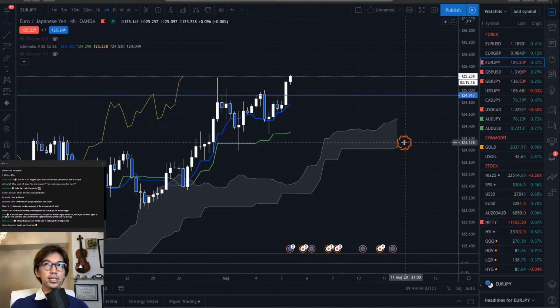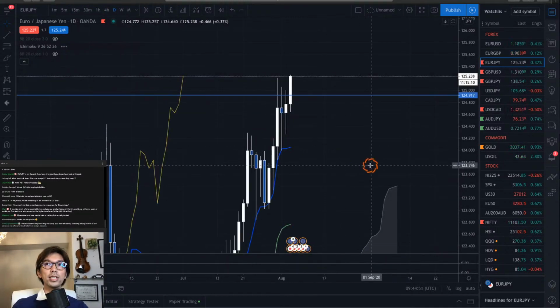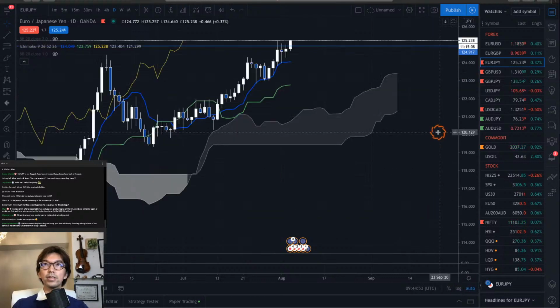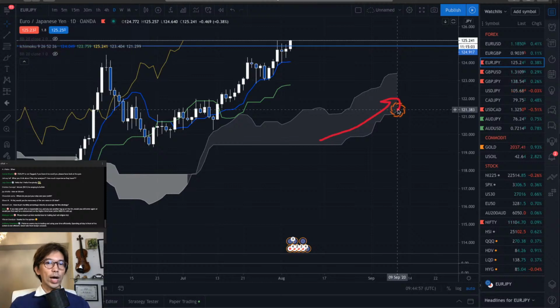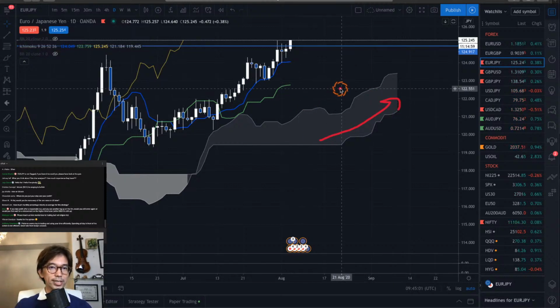If you look at the 4-hour, Kumo's flat, right? In the 4-hour, Kumo's flat, but in the daily chart, Kumo is more towards the upside. See, Kumo's moving upside more than the 4-hour. So I take the daily for this uptrend, and I confirm it in lower time frames.